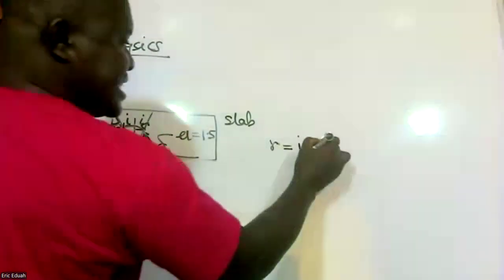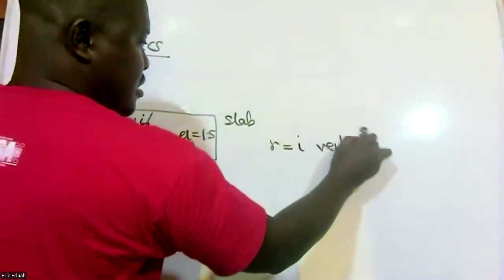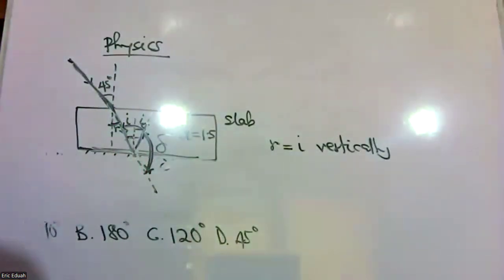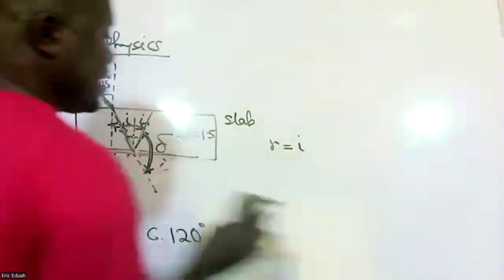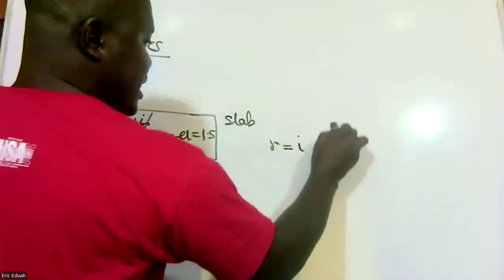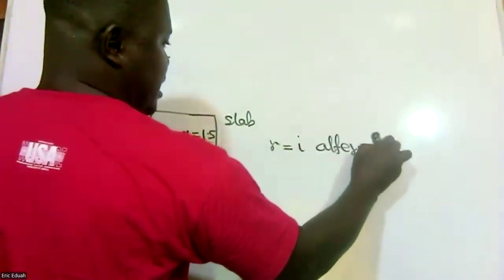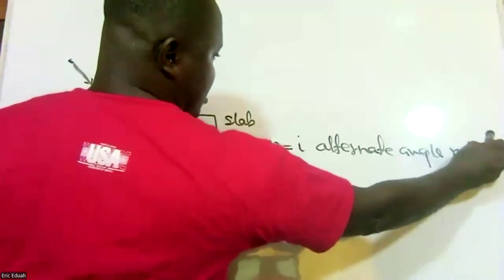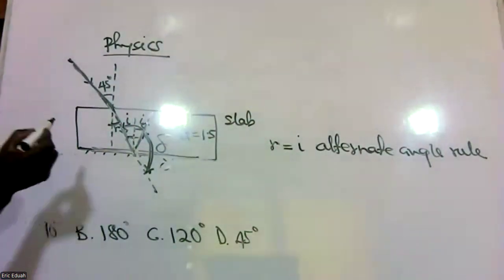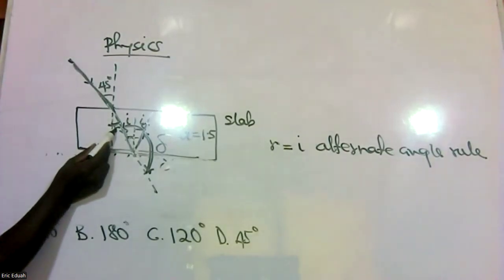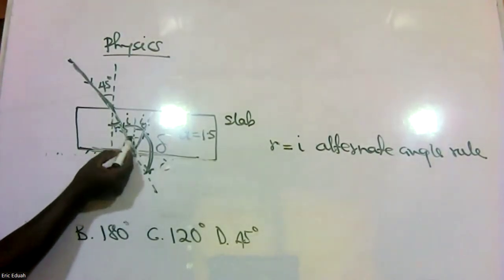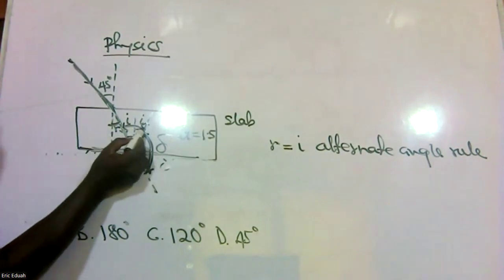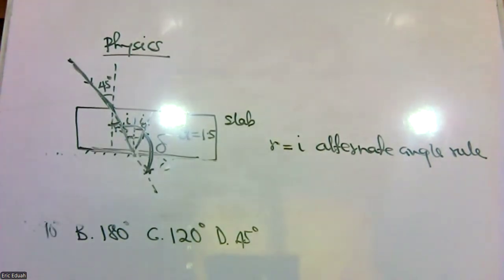The reason is alternate angles. Because of the alternate angle rule, the moment I'm able to find R, I have I. Because I is equal to R, knowing R will help me determine this angle.